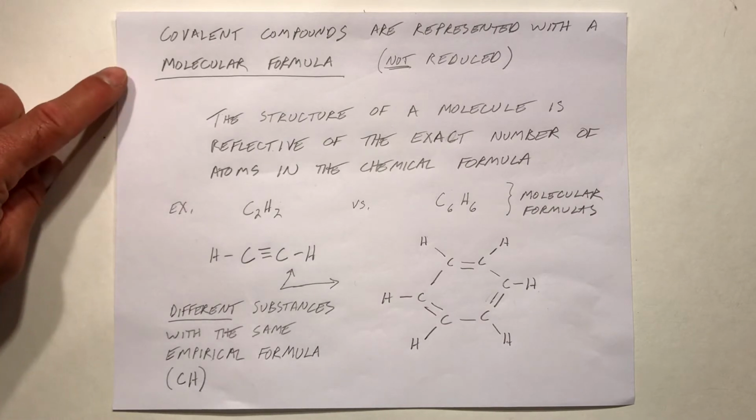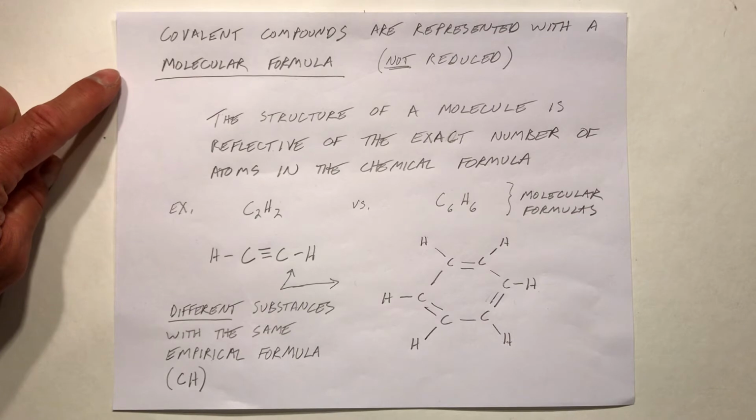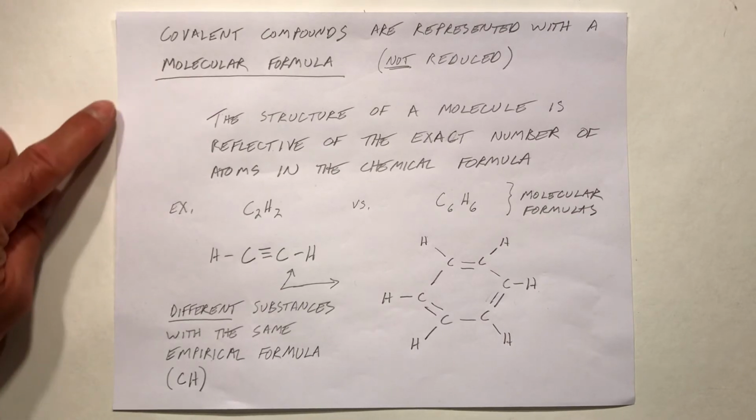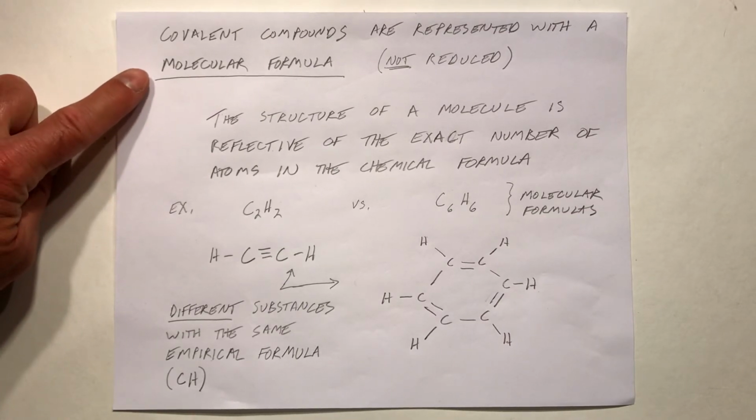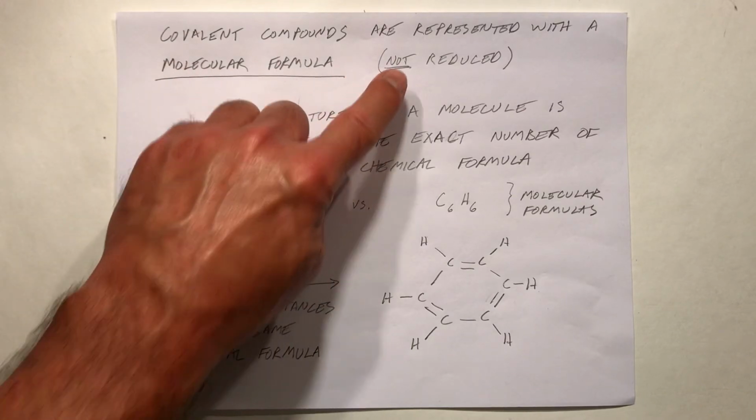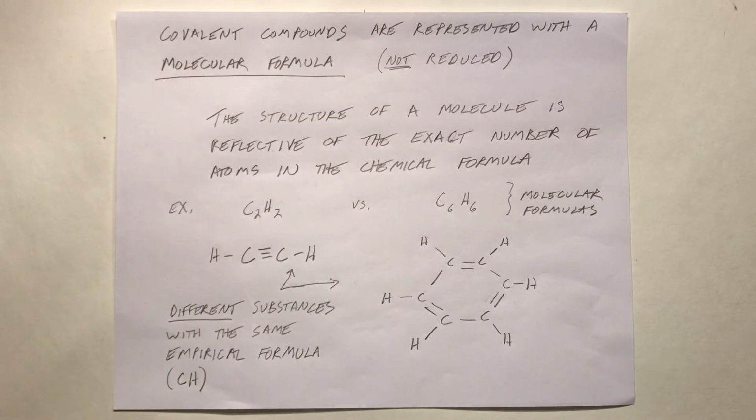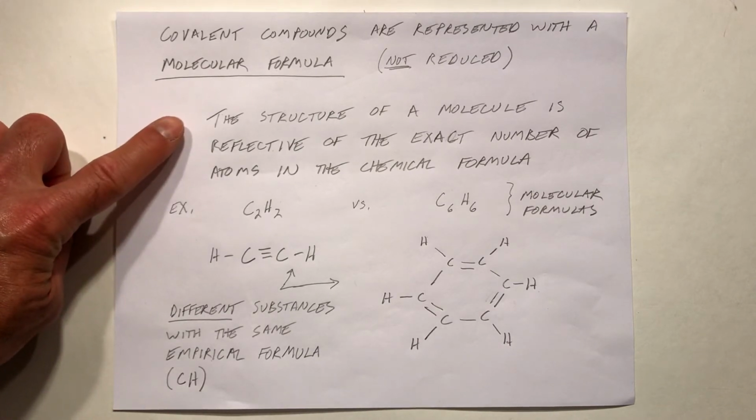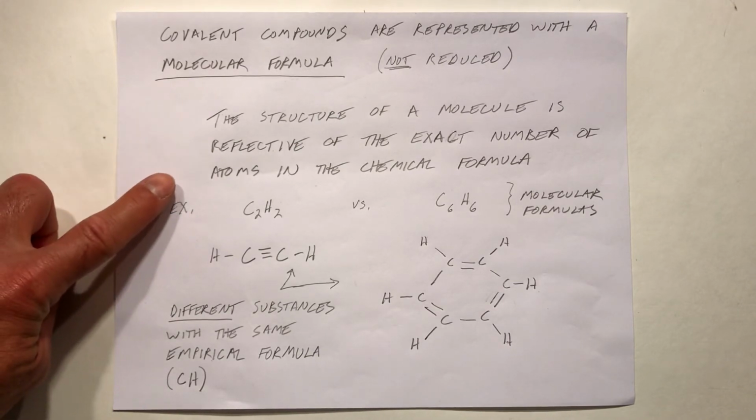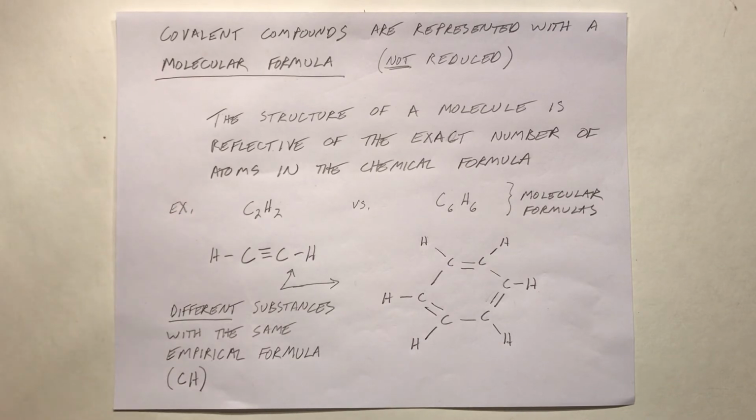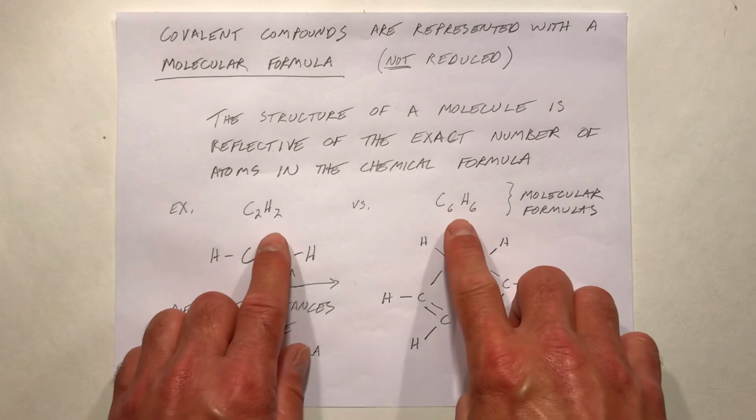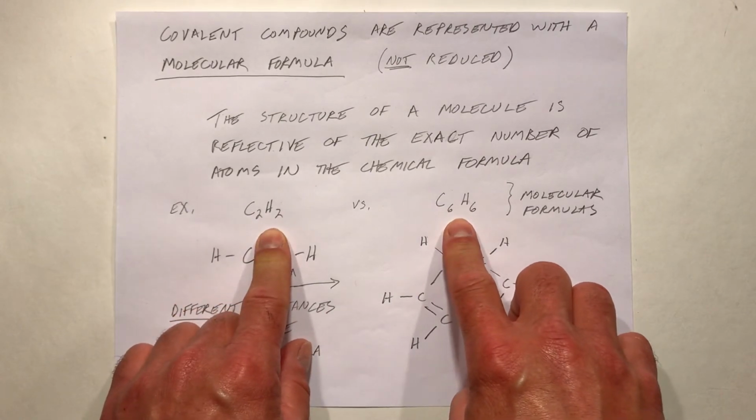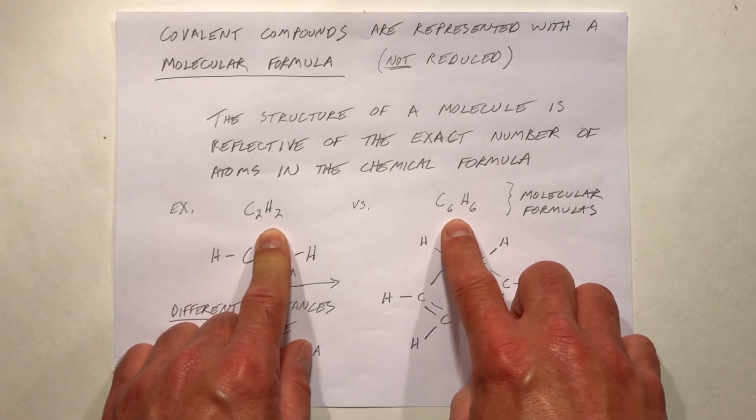Covalent compounds are not represented with lowest whole number ratio formulas or empirical formulas the way that ionic compounds are. Rather, covalent compounds are represented with molecular formulas. That's a formula that's not reduced. So the structure of a molecule is reflective of the exact number of atoms in the chemical formula. Again, it has to do with the structure. Notice that we don't have a repeating structure here in this example. C2H2 doesn't have the same structure as C6H6.